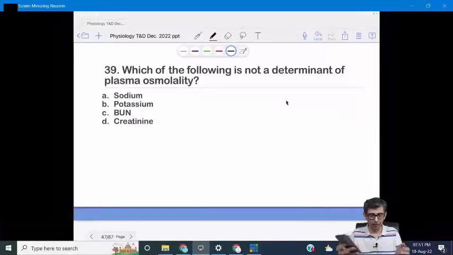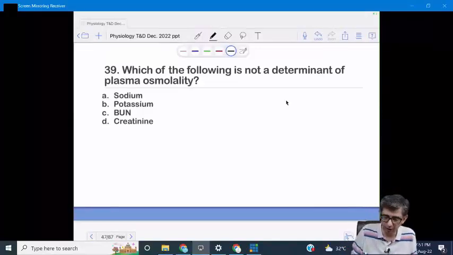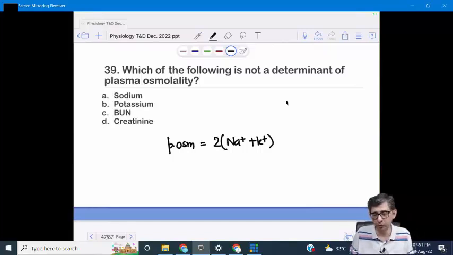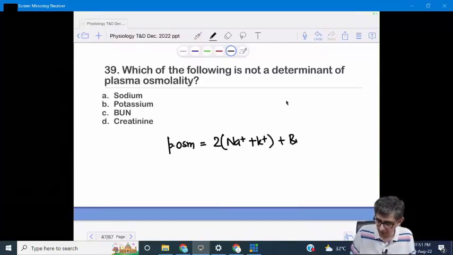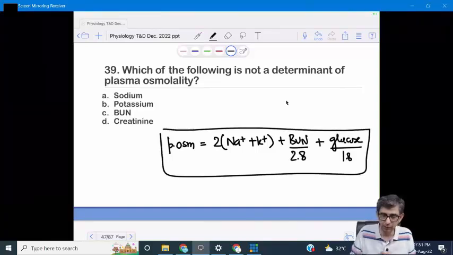Okay. 39 says which of the following is not a determinant of plasma osmolality. So we have a formula, and that formula is to be utilized to determine this particular MCQ. जो osmolality होती है, that is 2 times the value of sodium and potassium, blood urea nitrogen divided by 2.8, and values of glucose divided by 18. This is the formula by which we are able to calculate the plasma osmolality.